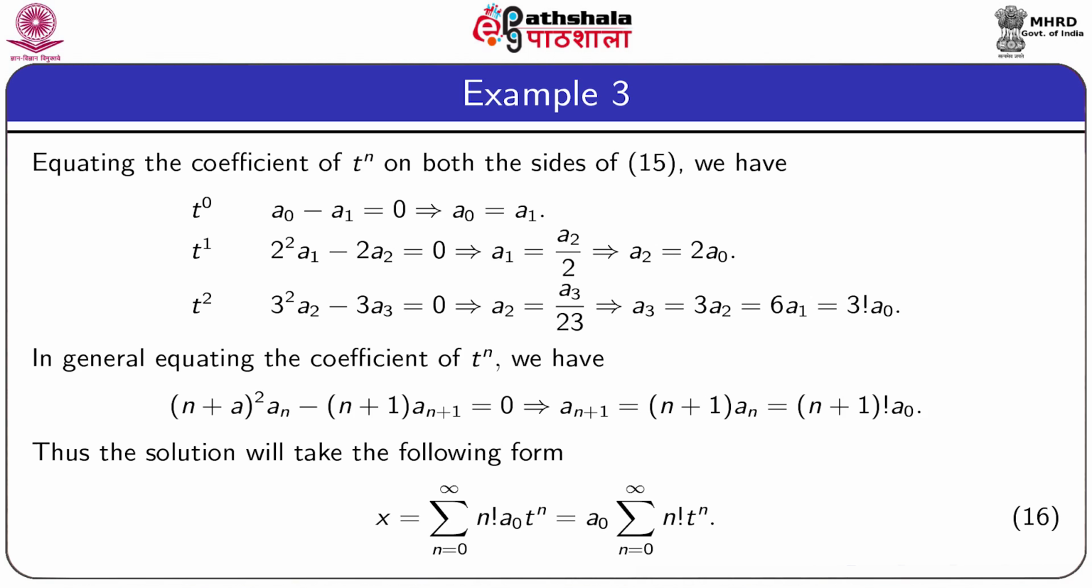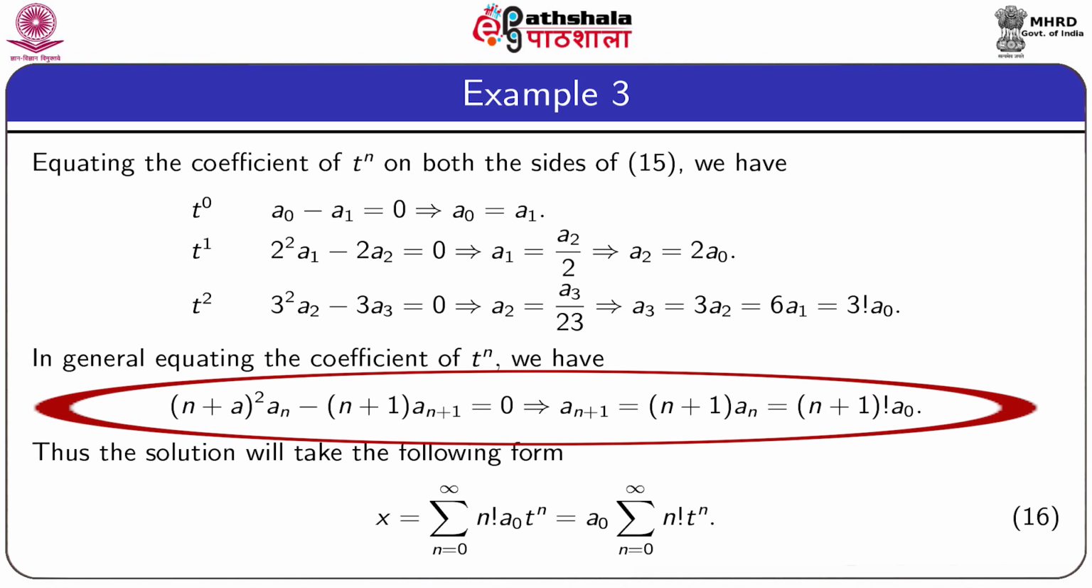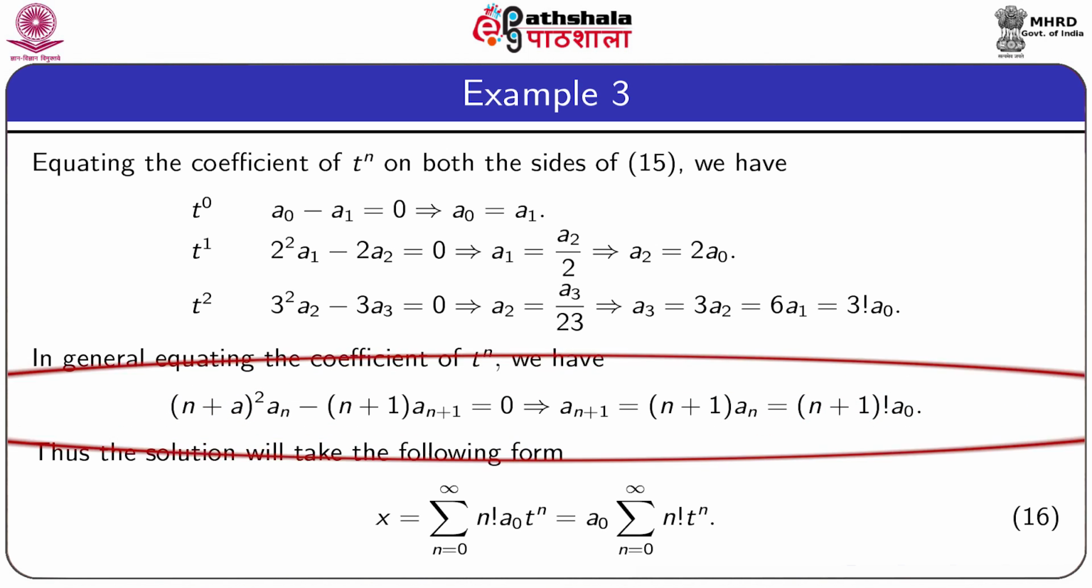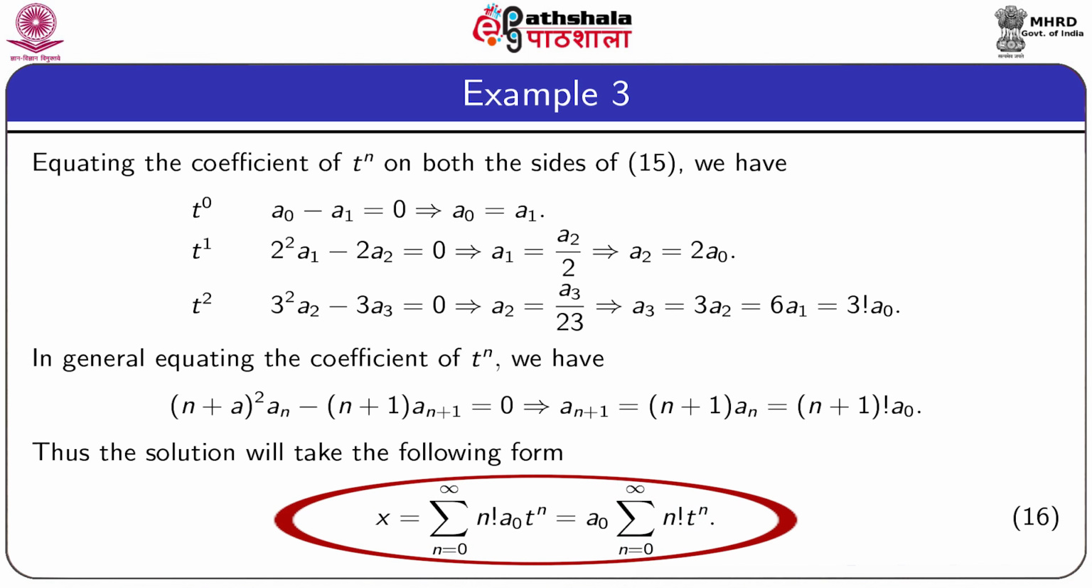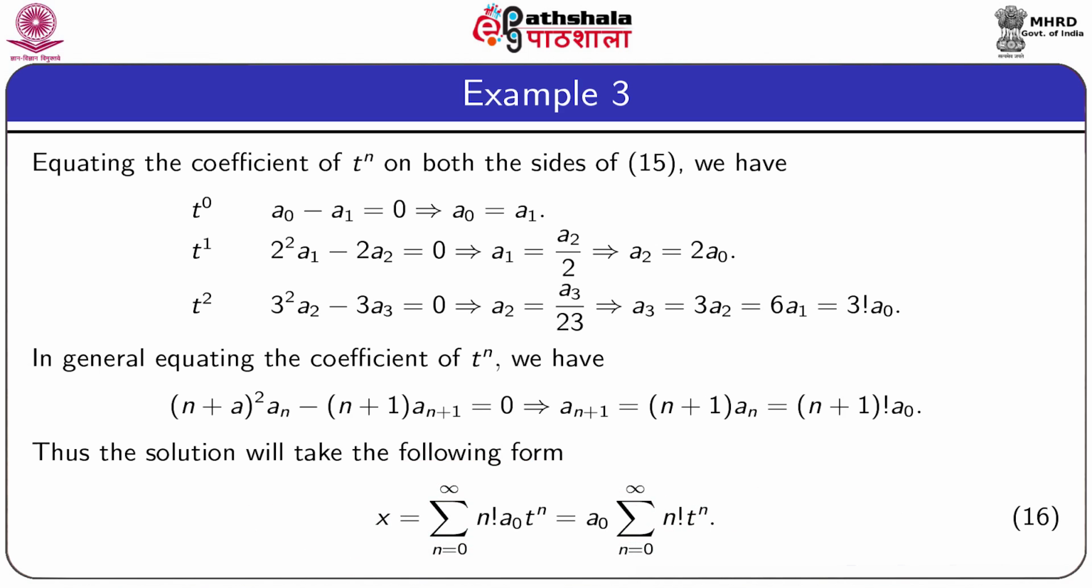In general, equating the coefficient of tⁿ, we will get (n + 1)² aₙ − (n + 1) aₙ₊₁ = 0, which implies aₙ₊₁ = (n + 1) aₙ, which is equal to (n + 1)! a₀. Thus, the solution will take the form x = Σ (n = 0 to ∞) n! a₀ tⁿ, which is equal to a₀ Σ (n = 0 to ∞) n! tⁿ.